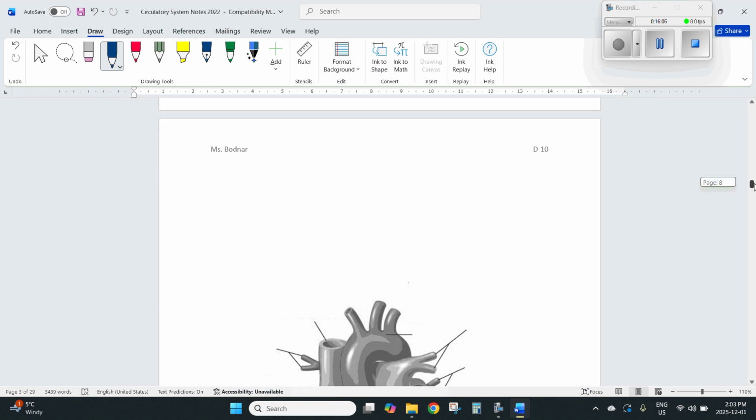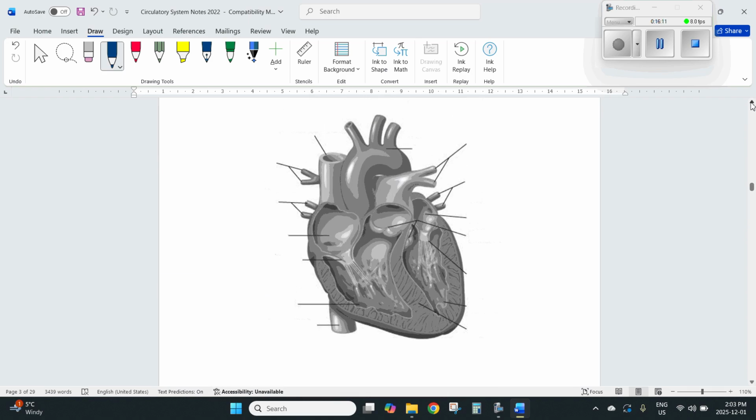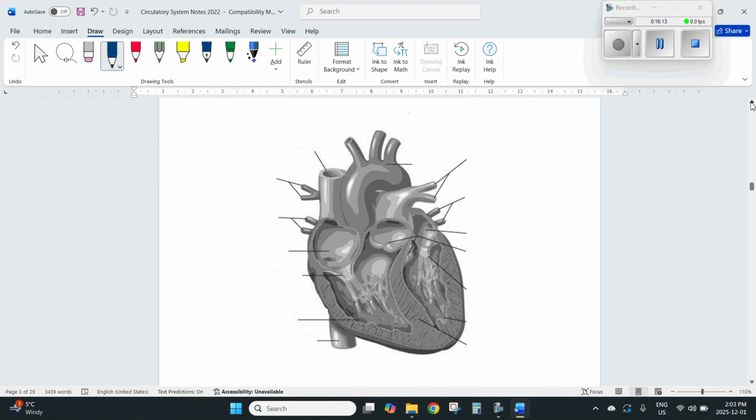And this is where your red and blue colors come into play. So this is a cross section of a heart. Anytime we talk about a cross section, what we're really talking about is we're taking the structure that we're looking at and we're cutting it in half. Okay, so we've cut the heart in half. This is what the heart looks like when it's cut in half.